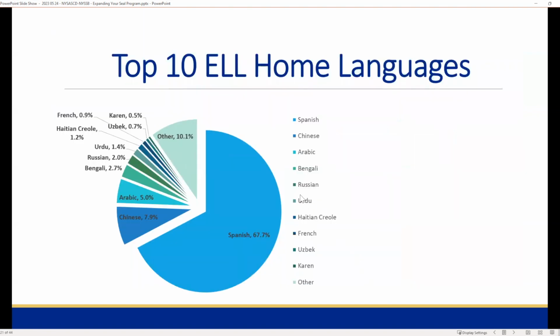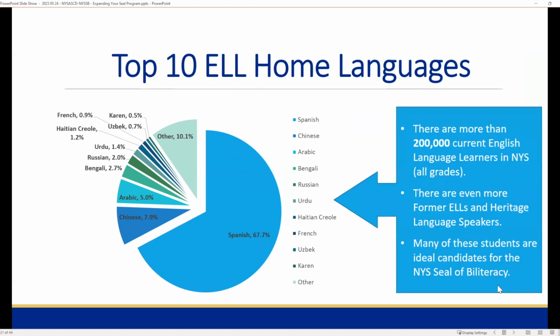If you want to get an idea of what languages we focus on for our publications, we do that for the top 10 languages of our English language learners. And you can see by this graph, the vast majority of them are Spanish, but we have significant populations in Arabic, Chinese, Bengali, Russian, Urdu, and a couple of other languages. There are more than 200,000 current English language learners in New York State from all grades, and there are even more former ELs and heritage language speakers. Many of these students are ideal candidates for the Seal of Biliteracy. So we're hoping that you are able to make that effort to include them in your recruitment process.